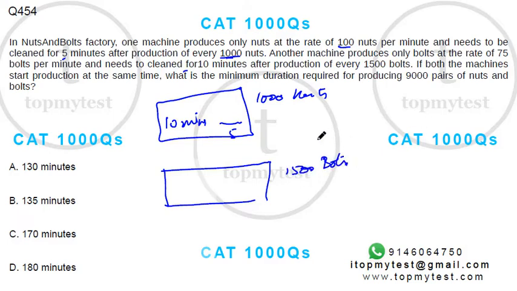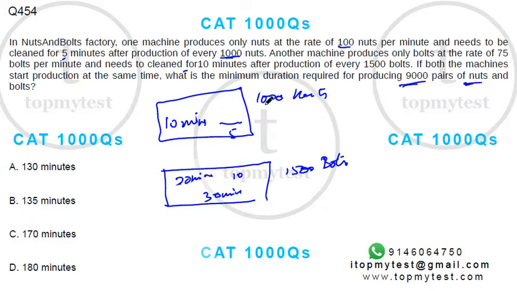Okay, and after production of every 1500 bolts, it's 75 per minute, so 20 minutes. It has to be cleaned for 10 minutes. So this group of 30 minutes, it will be that. Okay, now what is the minimum duration required to produce 9000 pairs of nuts and bolts?